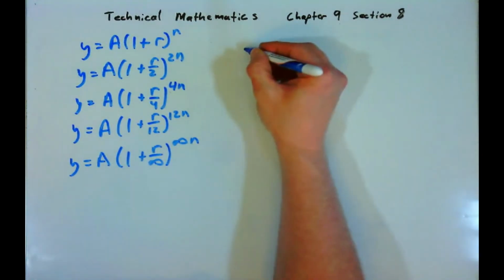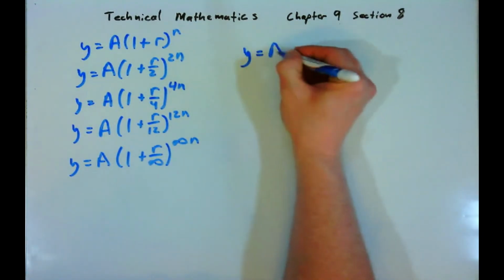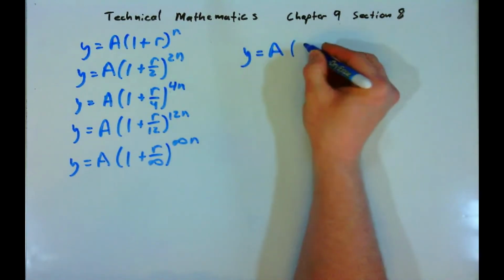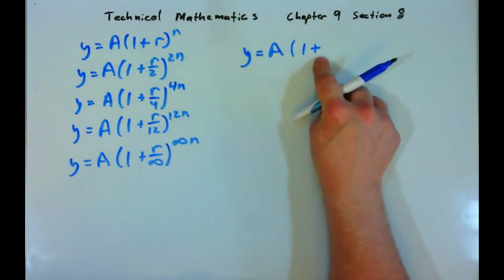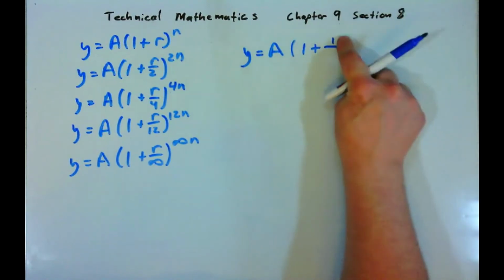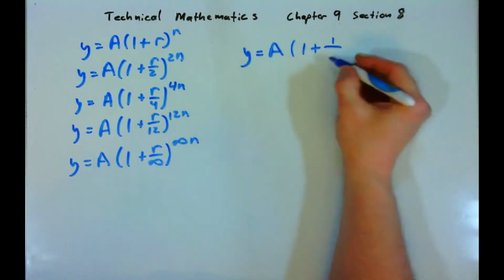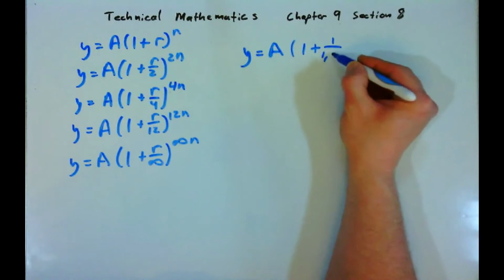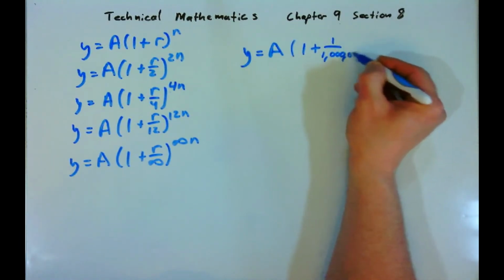And so let's see what happens. How much money would you have after your initial investment? And let's say that, just for simplicity, your interest rate was 100%. Right, so I'm going to use 1 as the numerator. And we're going to divide by a really large number, like a billion.